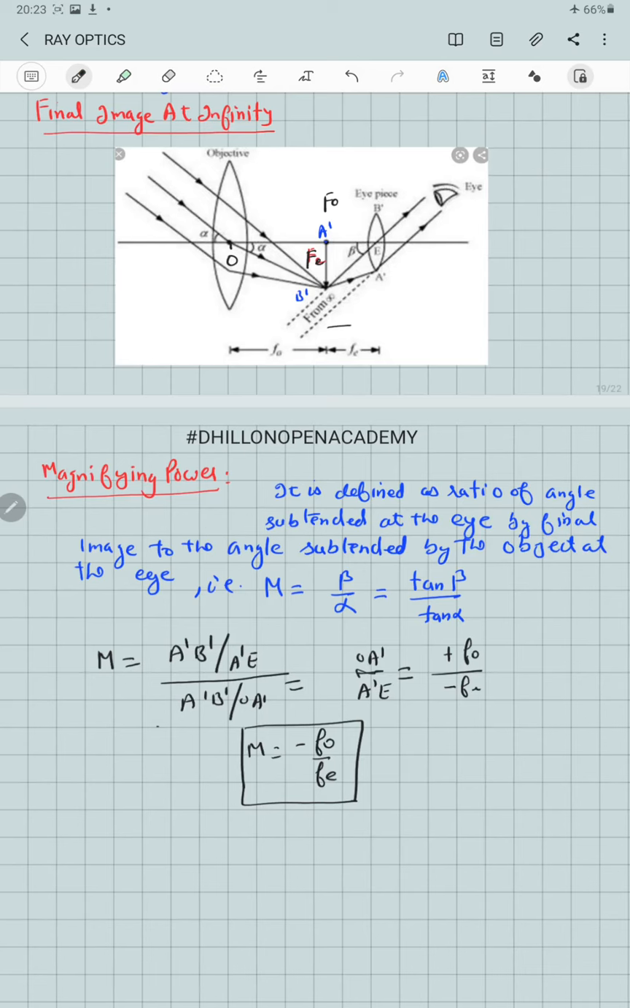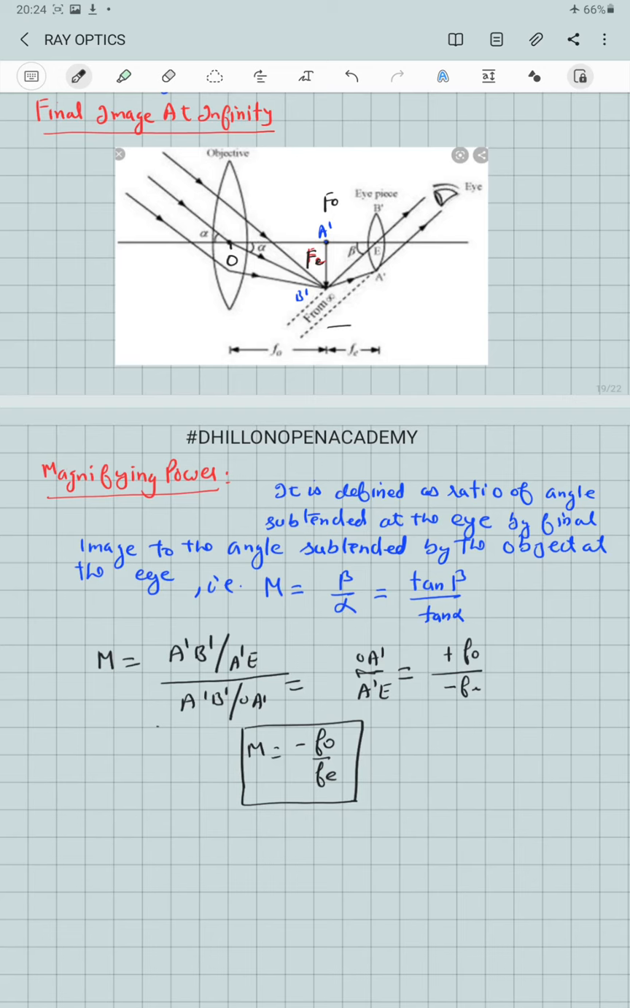When the final image is to be obtained at infinity, then the image A dash B dash formed by the objective lens is brought right at the first principal focus of the eyepiece with the help of the rack and pinion arrangement, so as to have the final image at infinity. In this case, the magnifying power will be the ratio of the angle subtended at the eye by the final image to the angle subtended by the object at the eye, that is m is equal to beta over alpha, or we can write, using assumption, tan beta over tan alpha.